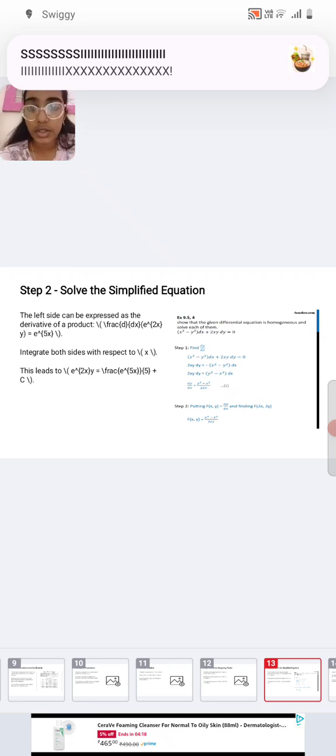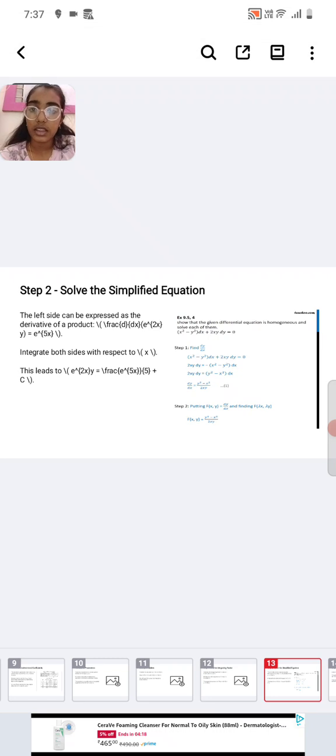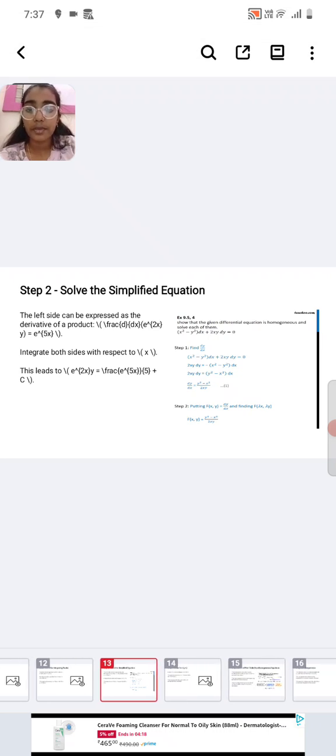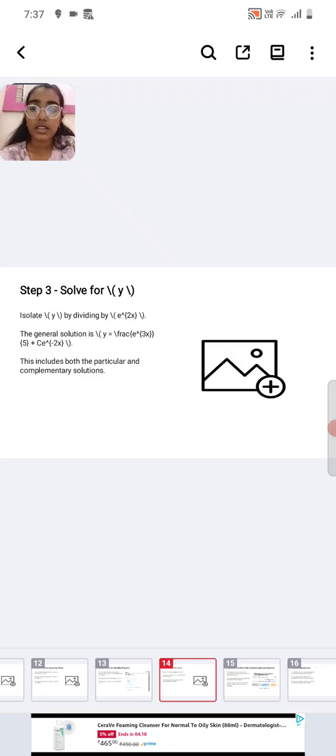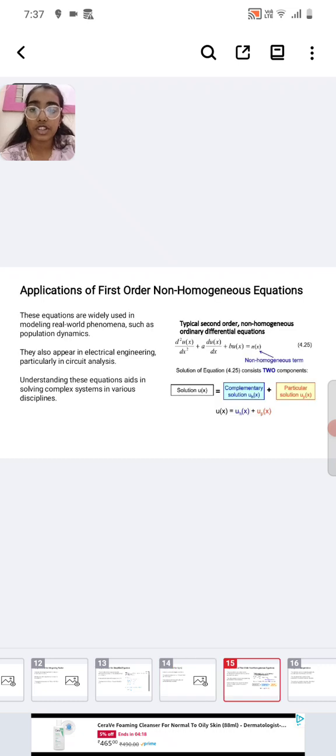Then integrate both sides with respect to this. This leads to the equation. Next is solve for y. Isolate y by dividing. This general equation is this, and it includes both the particular and complementary solutions.